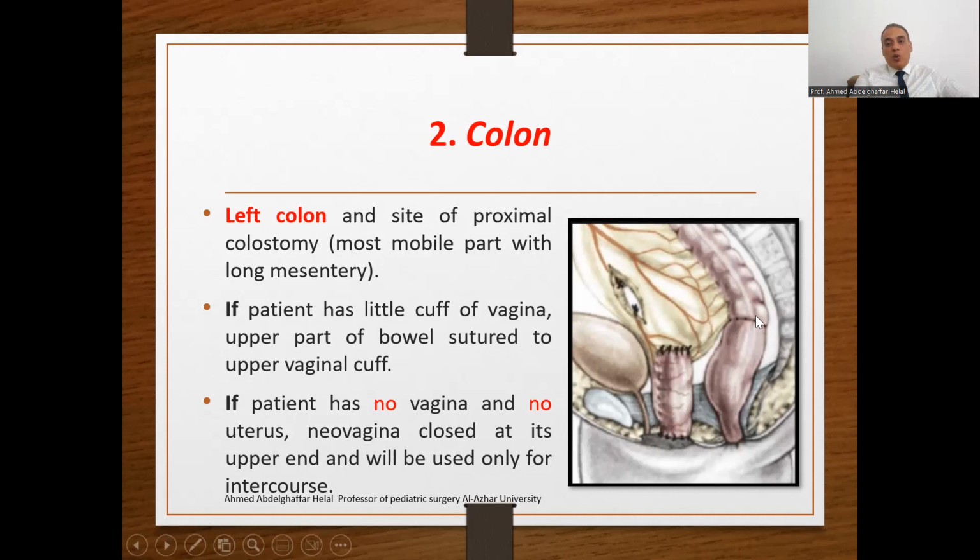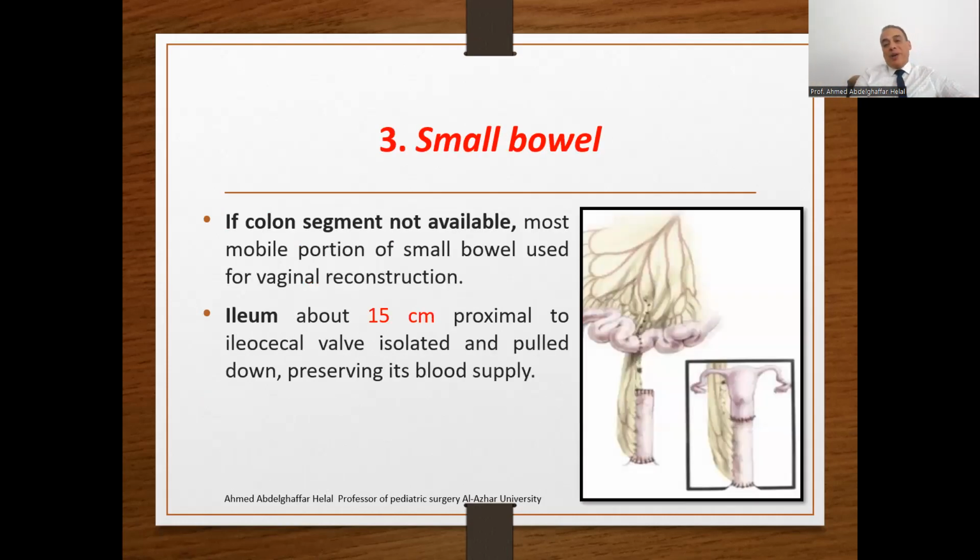This is the colon. We can take the left colon, preserving its blood supply, the site of the colostomy, the most mobile with the long mesentery. So this is the second choice after the rectum. If the rectum is not available, we can choose the colon. Number 3 is the small bowel.